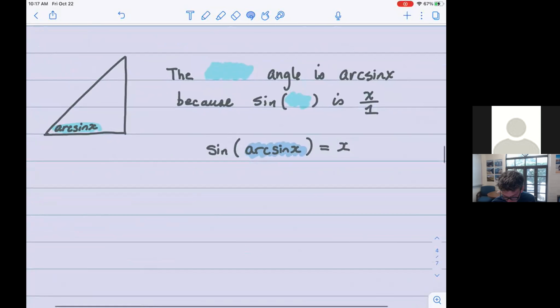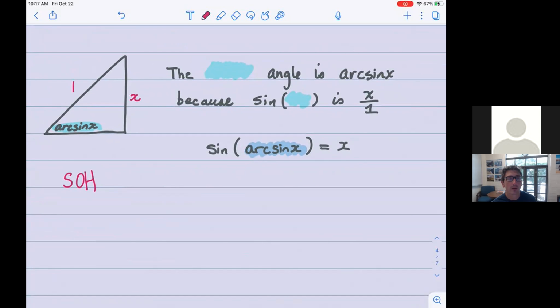Now I can think about SOHCAHTOA, and that sine is opposite over hypotenuse. So if I want my opposite over hypotenuse to be x over 1, I need to put the x and the 1 into the triangle this way.